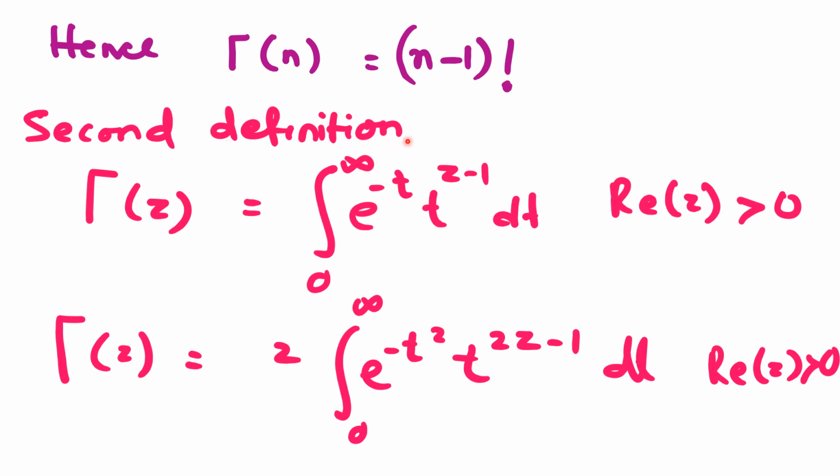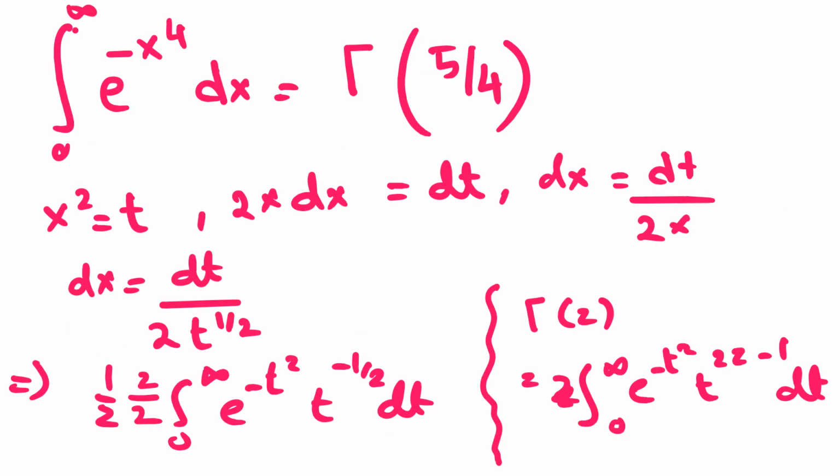Now let us go to the second definition of gamma, that is gamma z is equal to an integral definition, 0 to infinity e raised to minus t, t^(z-1) dt. Now this is again for real z greater than 0. Similarly, this can also be expressed as 2 times the integral of e raised to minus t squared, t^(2z-1) dt. Again, real z greater than 0.